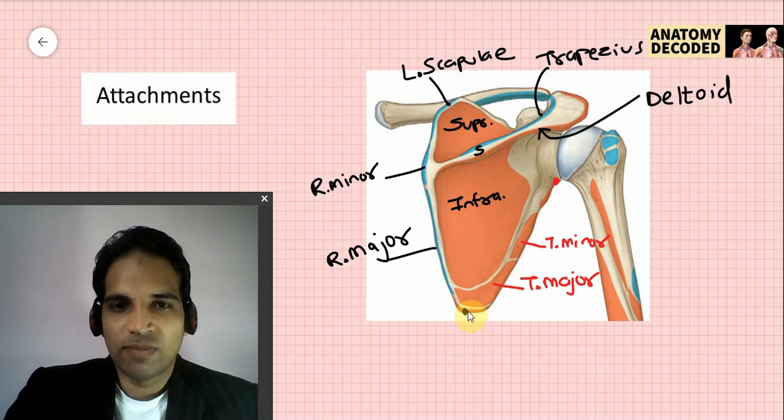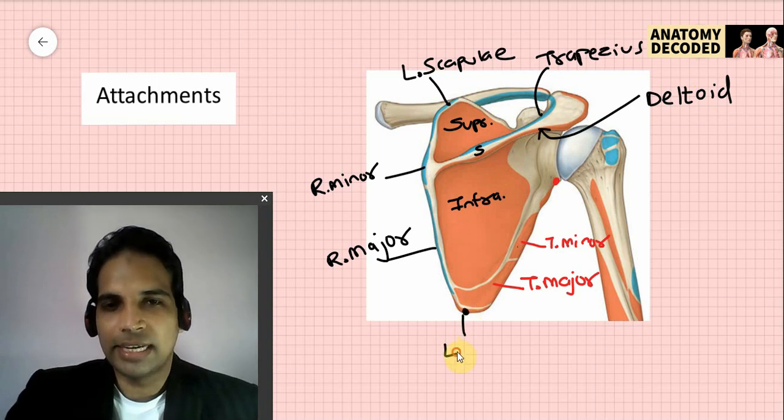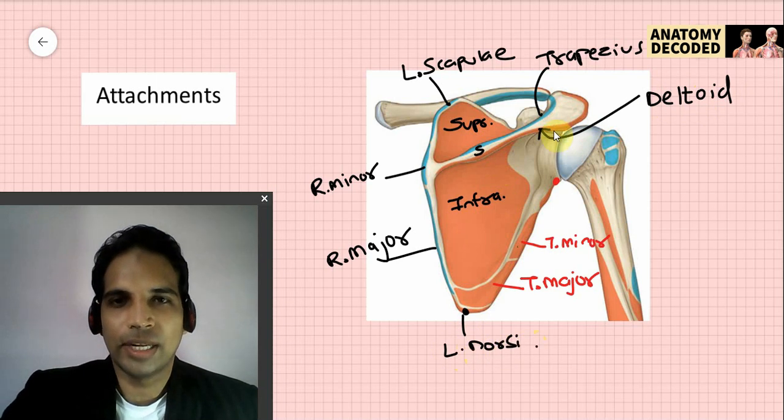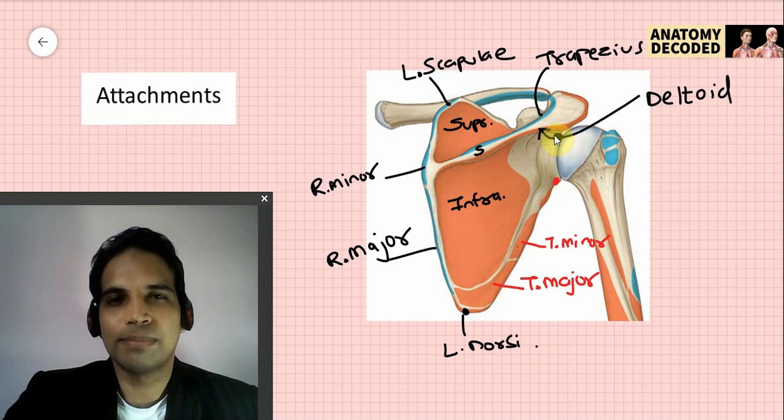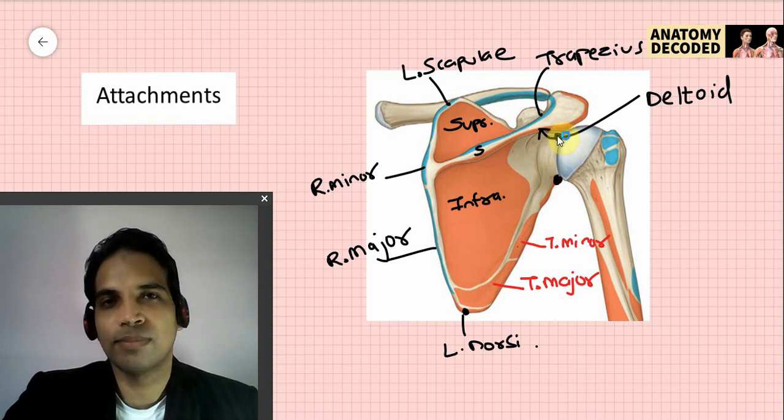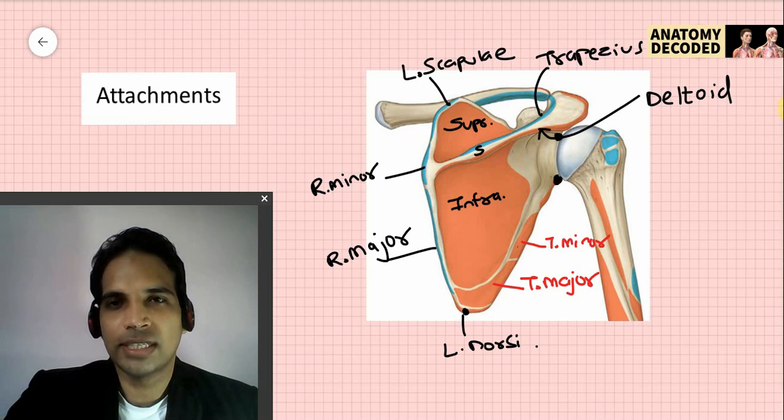Then there's a small slip of muscle here. This is latissimus dorsi muscle. Then along the glenoid cavity, the supraglenoid tubercle gives attachment to a muscle, that is the long head of the biceps brachii. The long head of the triceps arises from the infraglenoid tubercle. The long head of the biceps arises from the supraglenoid tubercle. So these are the various muscles which are seen along the posterior aspect.